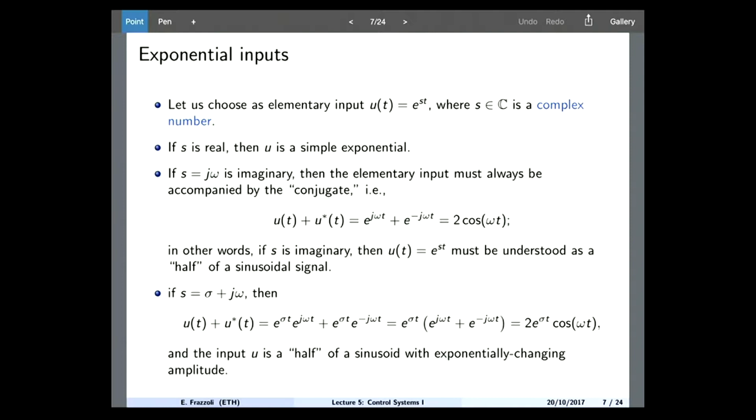Okay? Yeah. Two questions. First, what is S exactly? Oh, as I choose, right? So I can choose as an input, for example, a sinusoid of frequency 1 radian per second. Okay? If I choose u to be a sinusoid of 1 radian per second, what would be S in that case? Question for everybody.